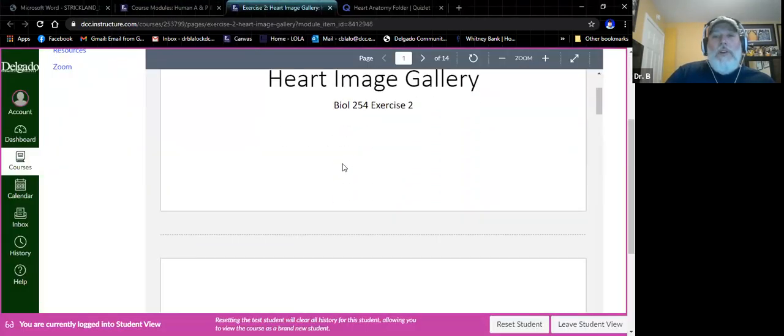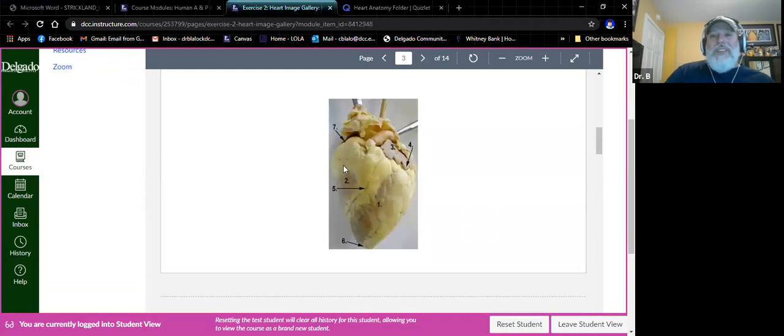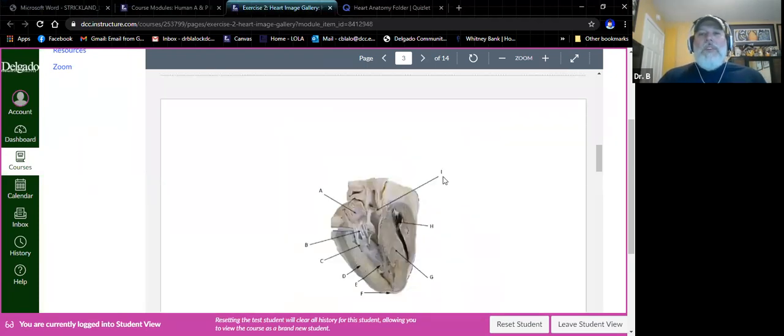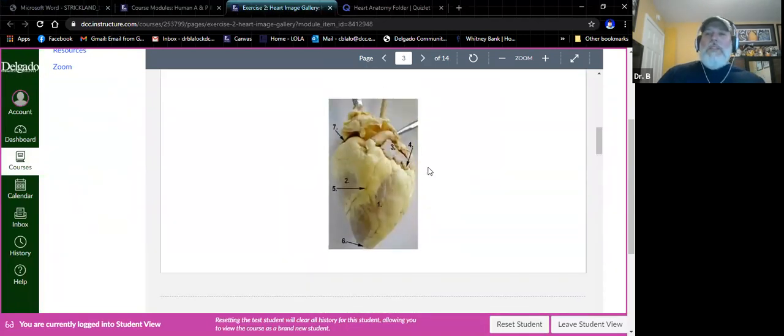This heart gallery right here, these images, this dissected heart right here, it's not labeled, but you can use exercise two's pre-lab to practice, to know the answers, to be able to label this. Because students pull this up and go, well, Dr. B, that's great, we have this, but there's no key, it doesn't tell us the answers to this. Well, yeah, but it does in the pre-lab.